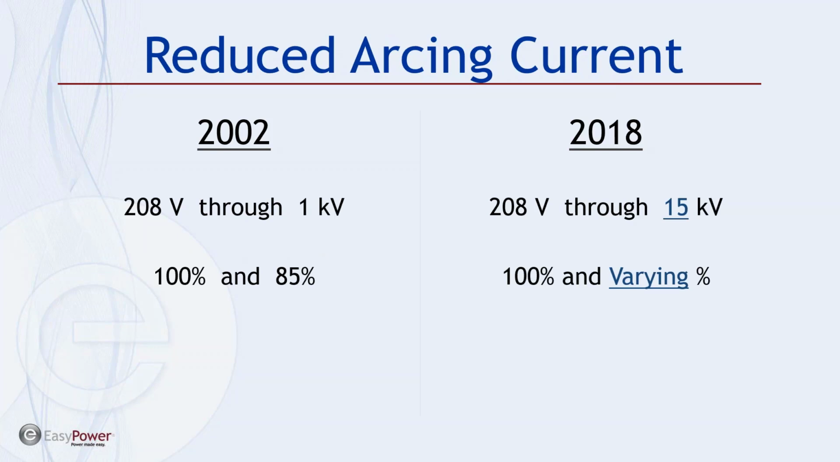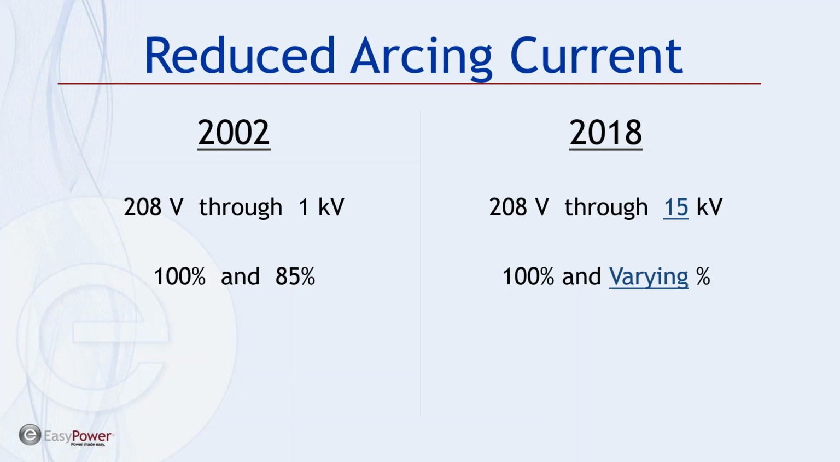In 2002, it was recognized below 1,000 volts that there could be a potential for a reduced arcing current to produce a higher incident energy. Usually the comparison was made between 100% arcing current and 85% arcing current, and the tool was set up to use whichever was the more conservative and produce the higher incident energy. That's no longer adjustable, and the extension beyond 1,000 volts now is automatic.